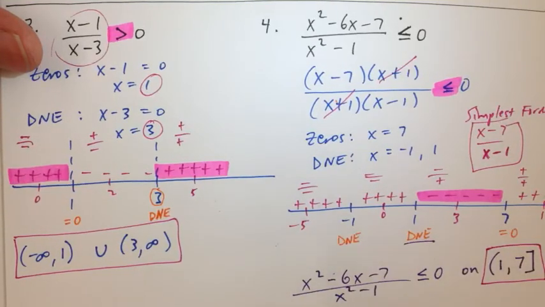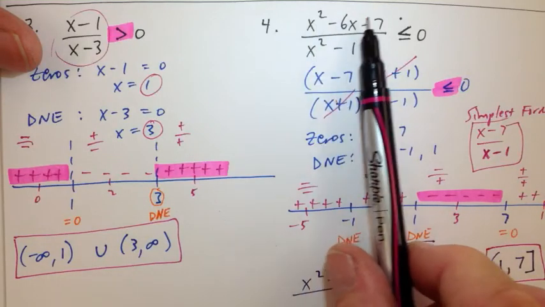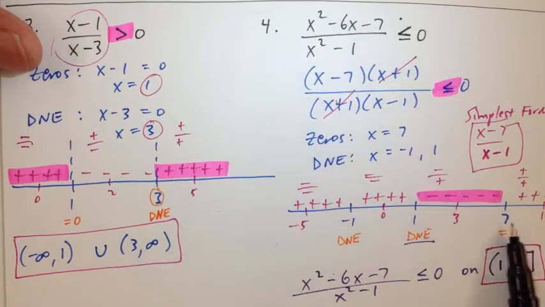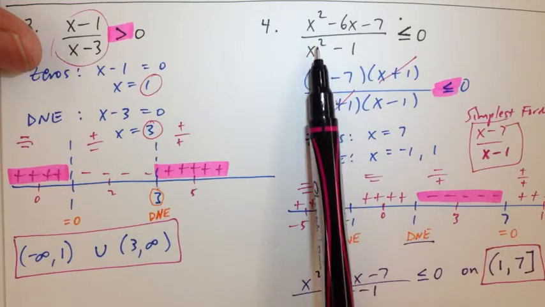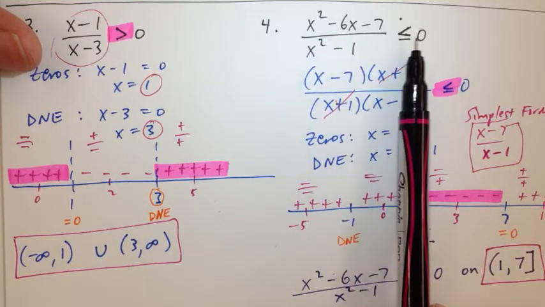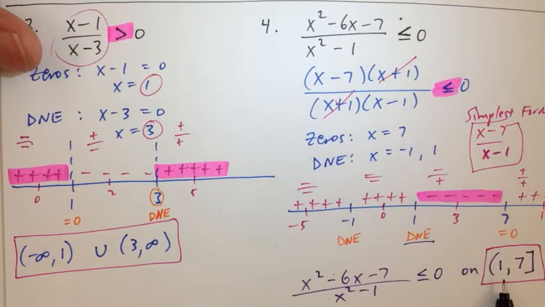So the answer to the question is, on the interval from 1 to 7, let me say it a different way. This rational function is less than or equal to 0 for all real numbers between 1 and 7, including 7 but not including 1.